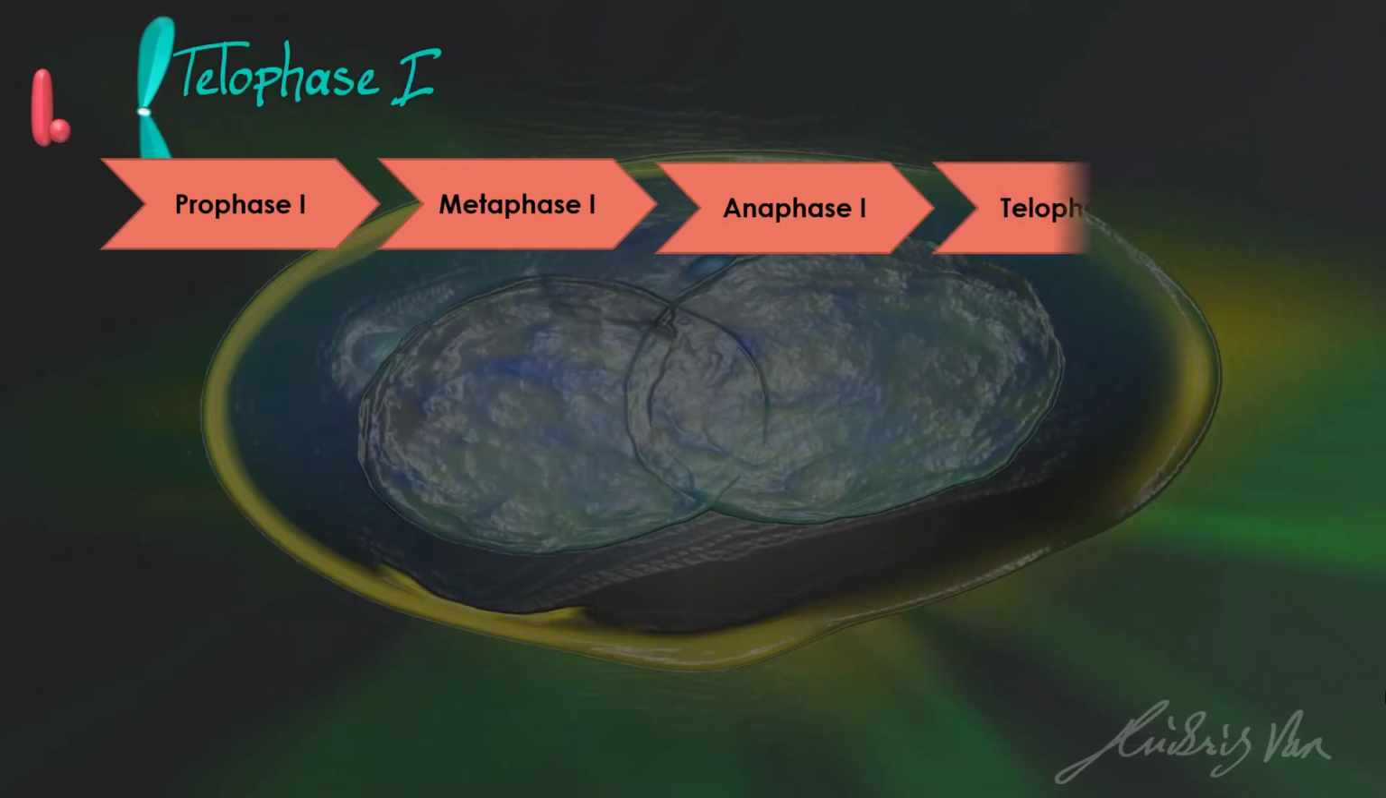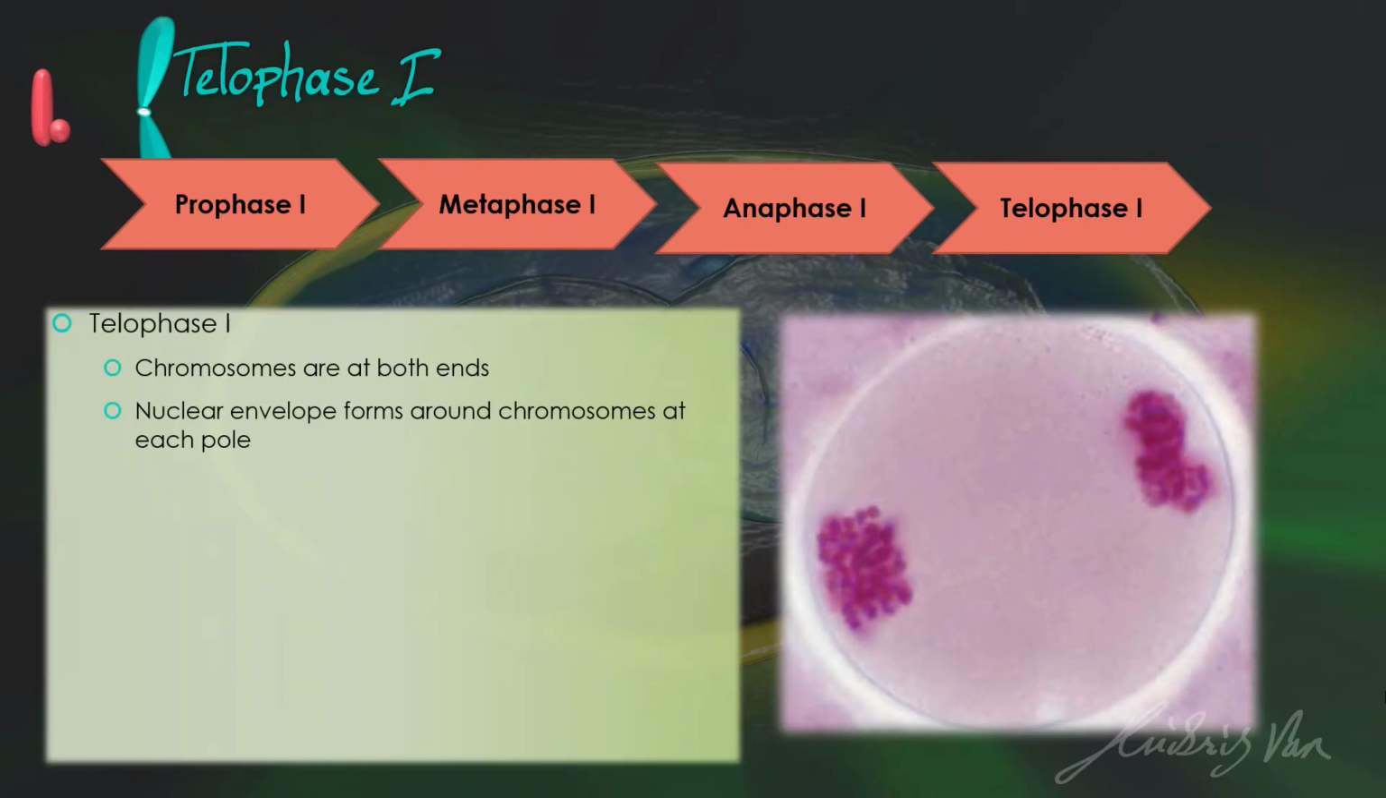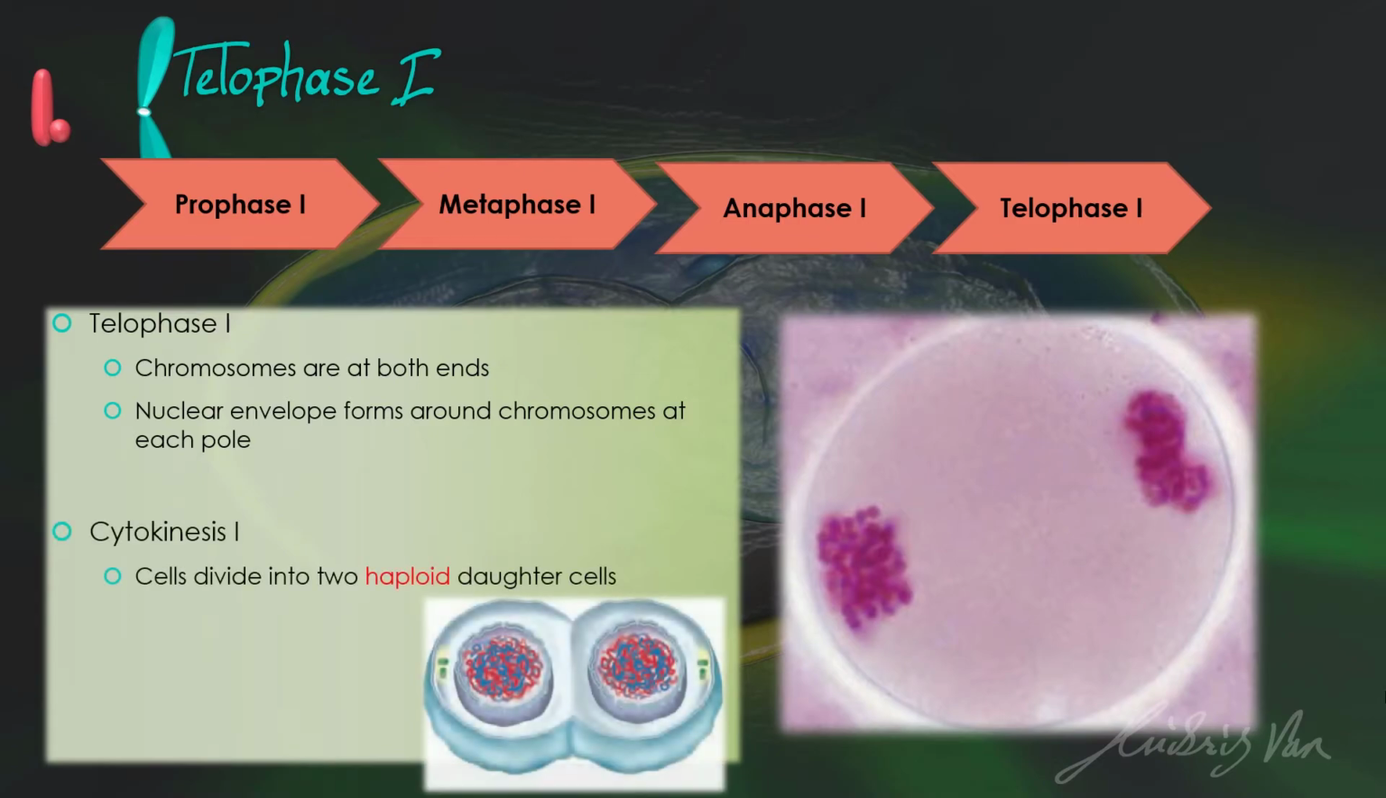After anaphase 1 is telophase 1. You need to be able to identify that the cell is in telophase, which is not difficult because the chromosomes are at both ends. And cytokinesis will take place, giving rise to 2 haploid daughter cells. After meiosis 1 has finished, we will go into meiosis 2.